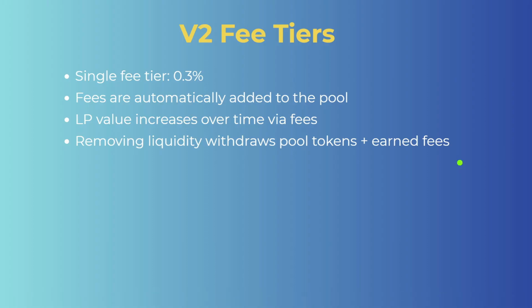Let's talk about the V2 fee tiers. In V2 there is just a single fee tier, 0.3%, and fees are automatically added to the pool. So the LP value, the token that you get by providing liquidity to the pool, increases over time via fees. And also the value of the pool increases over time. So removing liquidity withdraws the pool token, the LP token, plus the earned fee.